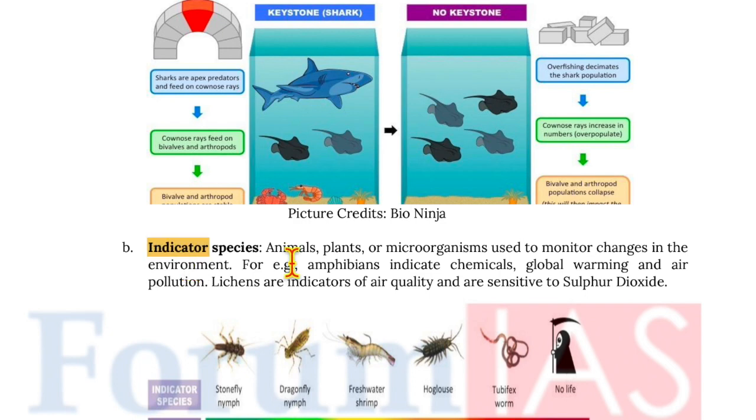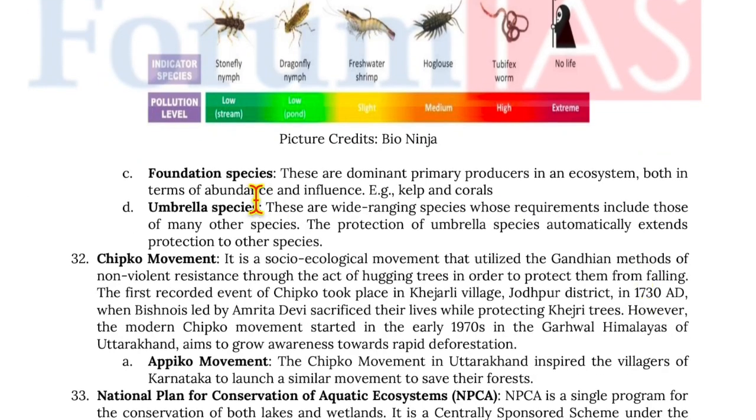Now indicator species: an animal, plant or microorganism used to monitor changes in the environment. For example, amphibians indicate chemical pollution, global warming and air pollution. Lichens are indicators of air quality and are sensitive to sulfur dioxide. Foundation species: these are the dominant primary producers in an ecosystem, both in terms of abundance and influence, for example kelp and corals. Umbrella species: these are wide-ranging species whose requirements include those of many other species. The protection of umbrella species automatically extends protection to other species.